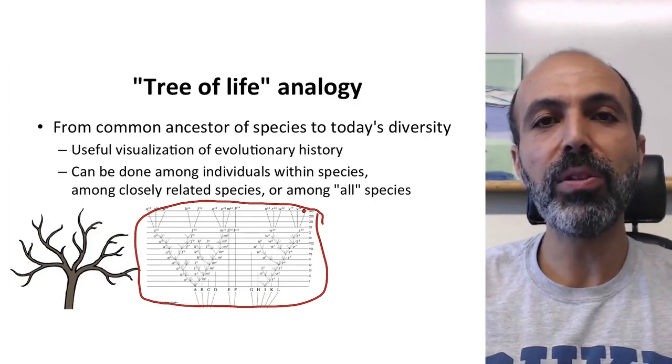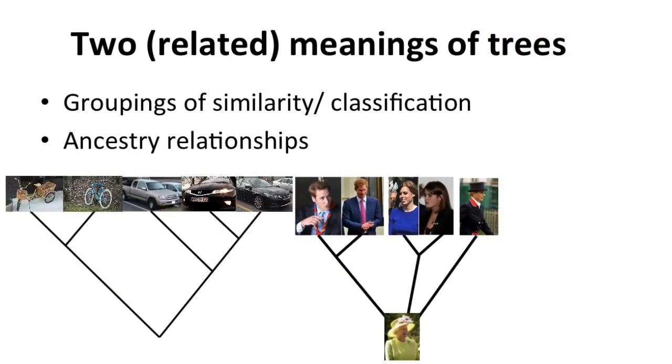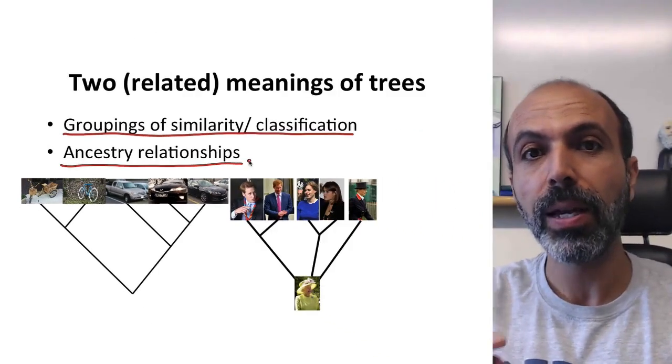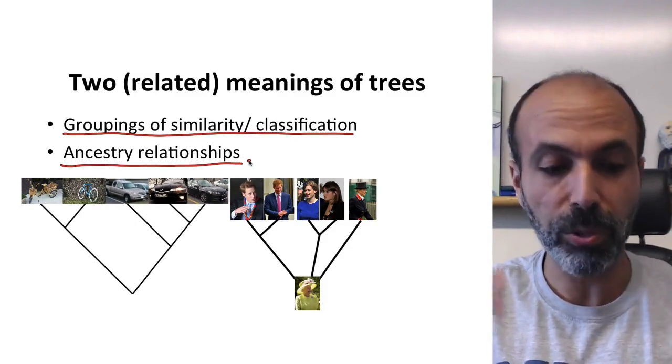Now, here are two related meanings of trees. One is you can look at trees in the context of groupings of similarity or classification, or you can think of them in the context of ancestry relationships. Now, let's do these two separately first, and then we'll bring them together.